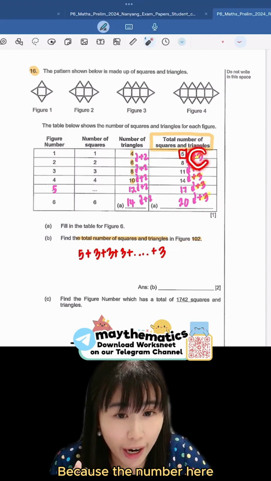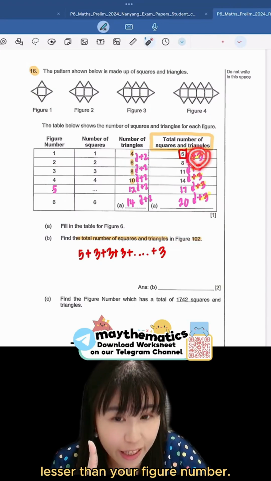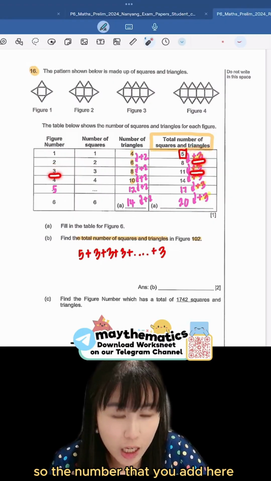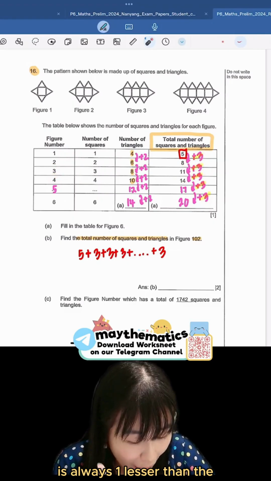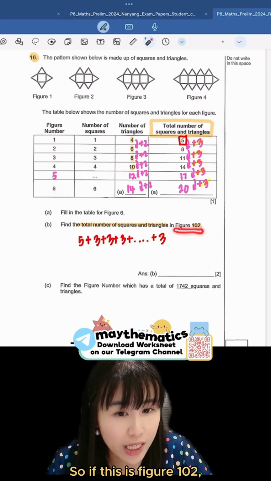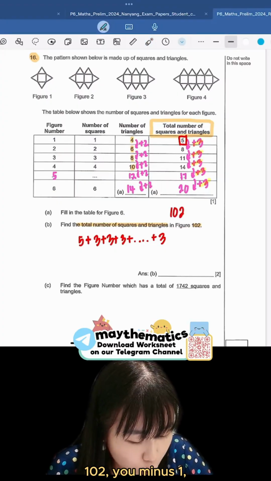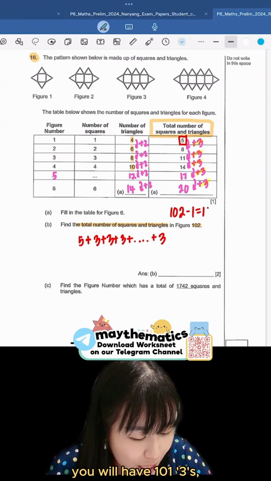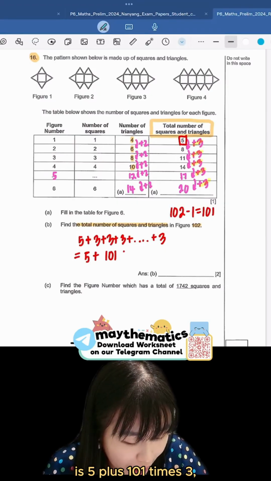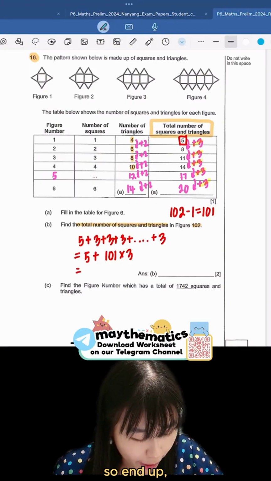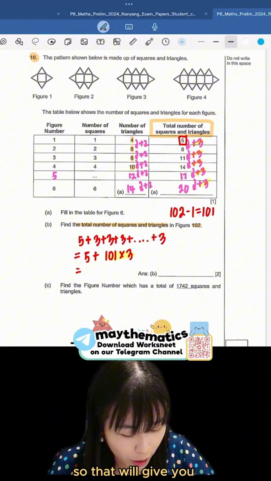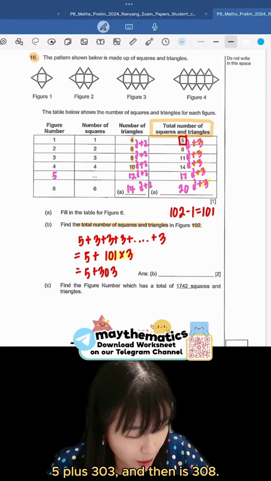Because the number that you add is always 1 lesser than your figure number. Because you add 1 3 here is figure 2. You add 2 3s here is figure 3. So the number that you add here is always 1 lesser than the figure number. So if this is figure 102, you minus 1, you will have 101 3s. So which also means 5 plus 101 times 3. Remember your BODMAS, 101 times 3 must be done first. So that will give you 5 plus 303, and then it's 308.